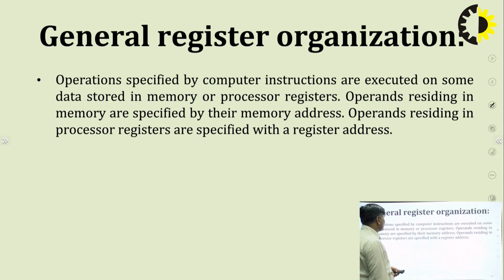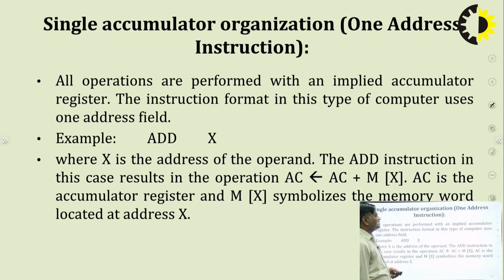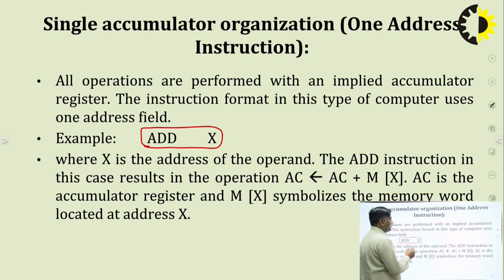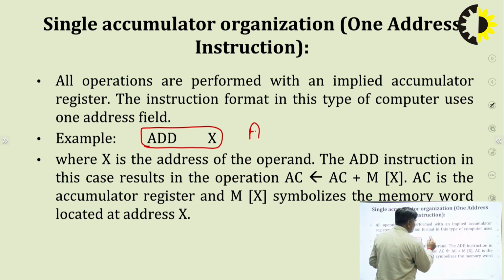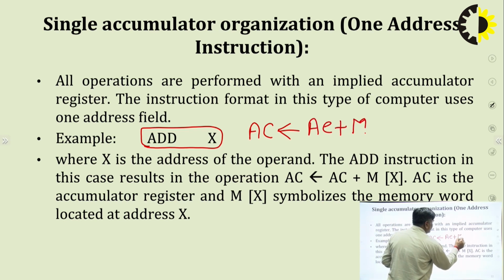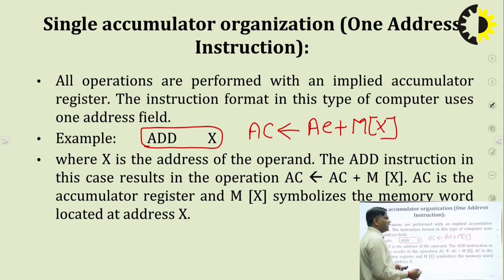The single accumulator organization is also called the one address instruction. In this, we have to remember one point: the first operand is always stored in the accumulator and the second operand should be in memory. So here is an example of the one address instruction format. What do we mean by ADD X in single accumulator? It means that we perform the operation AC ← AC + M[X], meaning the content of X is added to the accumulator register and the result is stored in the accumulator.